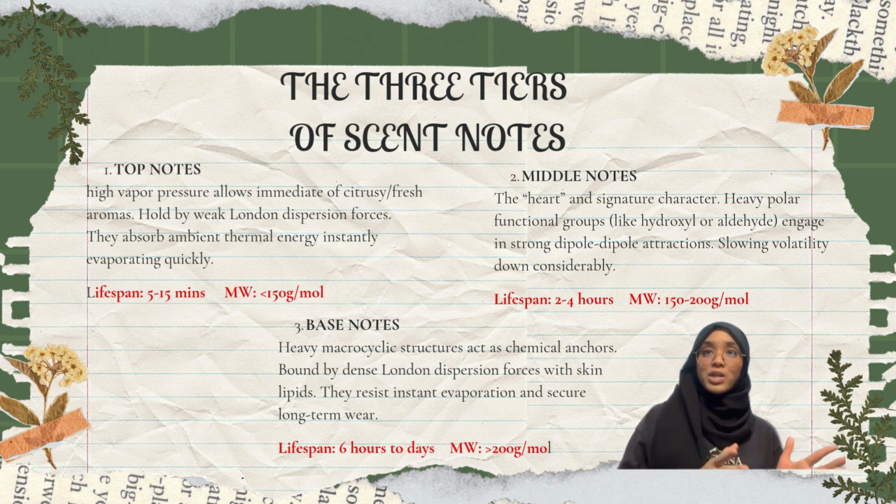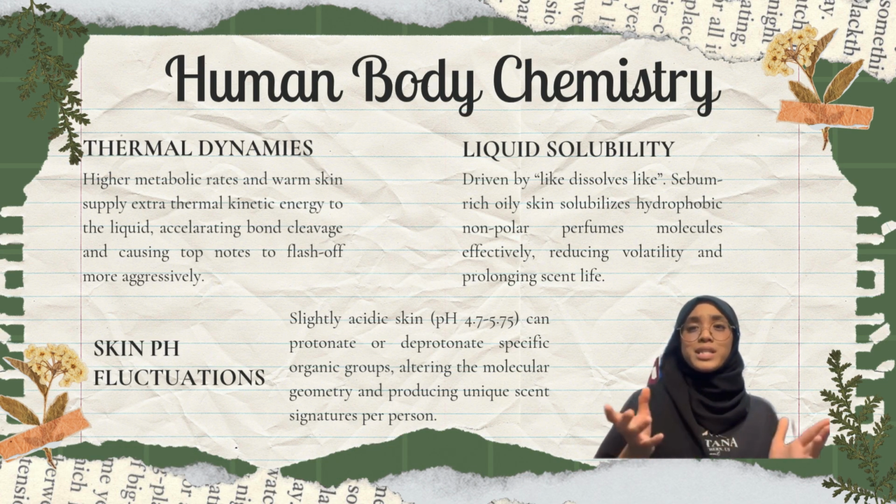Because of their large, highly polarizable electron clouds, they generate incredibly strong and dense London dispersion forces. These forces allow them to bind tightly with one another and with natural lipids on human skin. This massive intermolecular attraction prevents rapid vaporization, systematically regulating the overall kinetics of the scent release. This is why you can still smell a warm vanilla and deep musk on your clothes 6 hours or even days later.